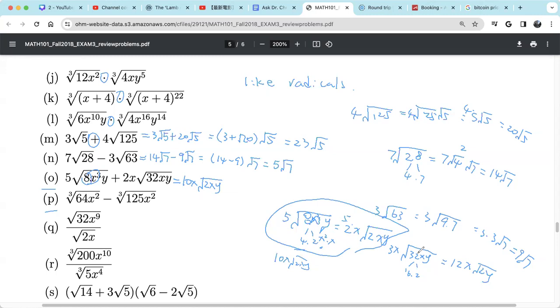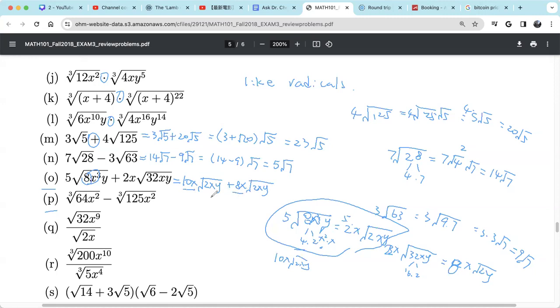And the second one, we have 2x. So this is 2x square root of 32xy. So 2x, 32 splits into 16 and 2, the square root of 16 is 4. So 2 times 4, that's 8. So this is plus 8x square root of 2xy.